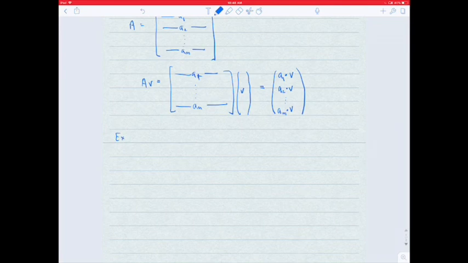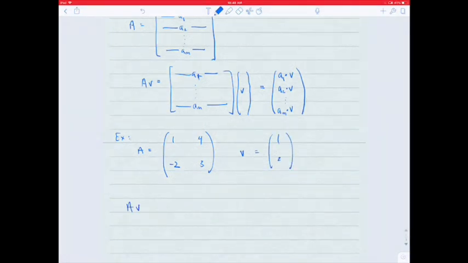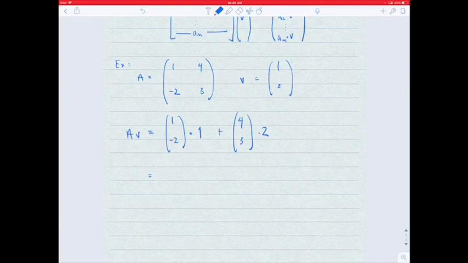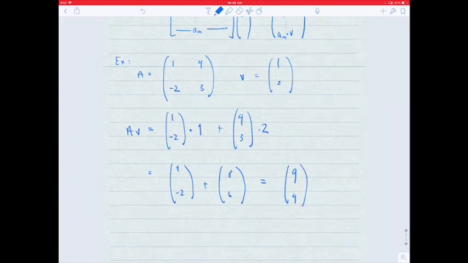So just a very brief example. Let's suppose A is the matrix 1, 4, minus 2, 3, and V is the vector 1, 2. Then AV is equal to, in the first view, the first column times the first entry of V plus the second column times the second entry of V, which is equal to 1, minus 2 plus 8, 6, which is 9, 4.